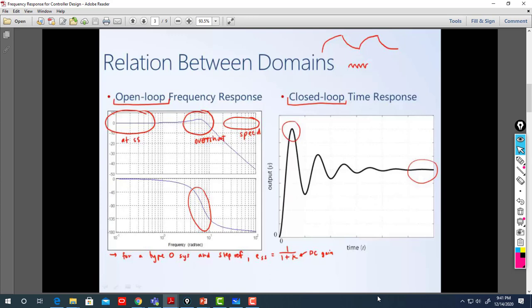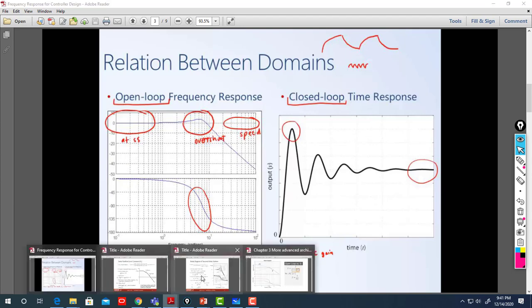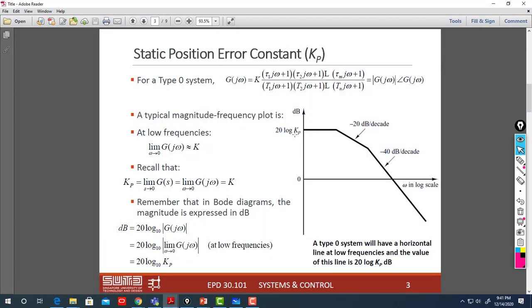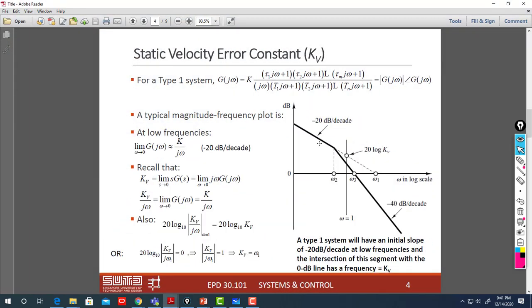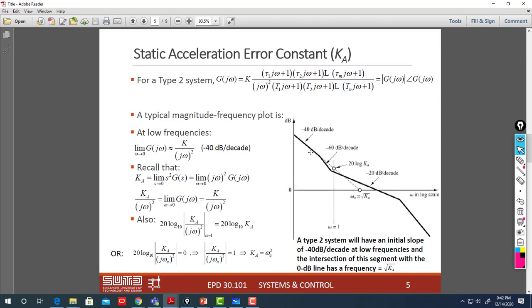But also other things as well. Like, remember the low frequency behavior, what does it indicate in time response? It gives you, if it is constant, it means it's a type 0 system, so you can know the system type. If it is minus 20 or minus 40 decibel per decade, remember the interpretation like here: system of type 0, system of type 1, system of type 2, from low frequency behavior.